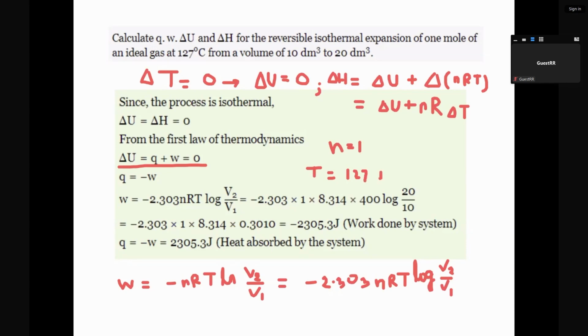So it is 127 plus 273, this much in Kelvin, which is 400 Kelvin. We have R as 8.314 joules per mole per Kelvin, and the temperature 400 Kelvin is also here, and we have ln of V2 by V1. So V2 is 20 dm3 and V1 is 10 dm3.